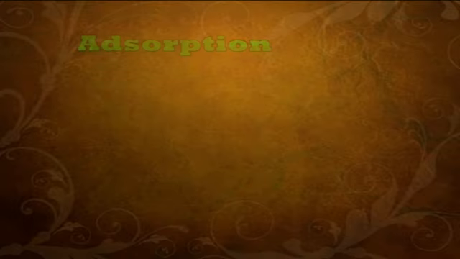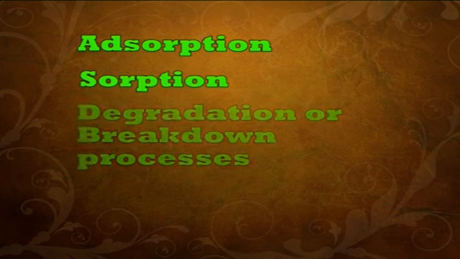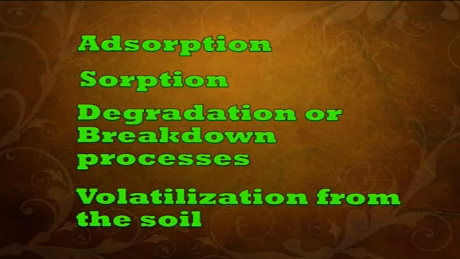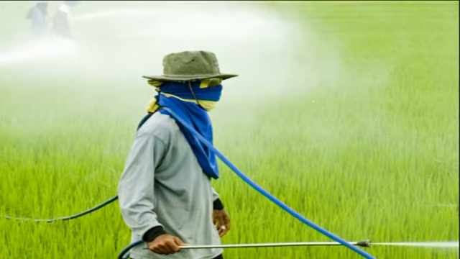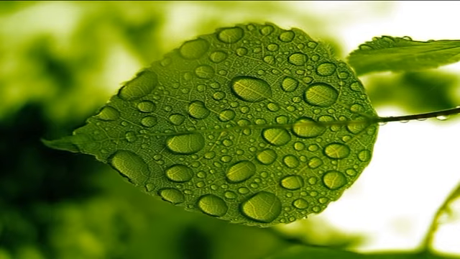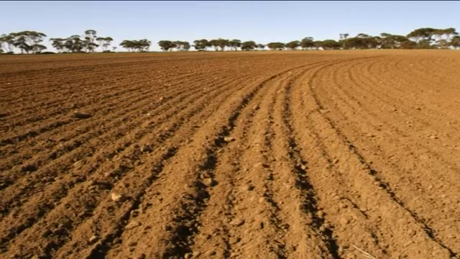Now we can concentrate on environmental impact of pesticides in soil. In this we have adsorption, sorption, degradation or breakdown processes and volatilization from the soil. First one is adsorption. Adsorption is the binding of pesticides to soil particles. The amount a pesticide adsorbs to the soil varies with the type of pesticide, soil moisture, soil pH and soil texture.